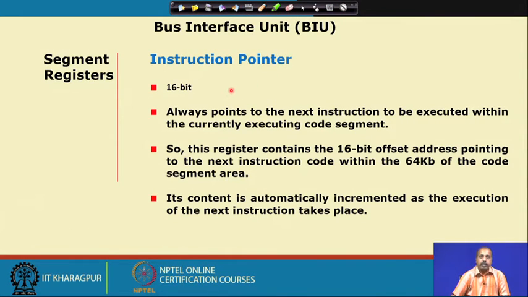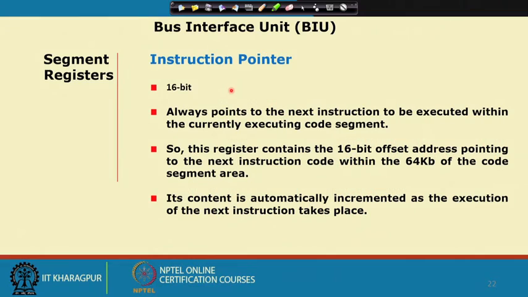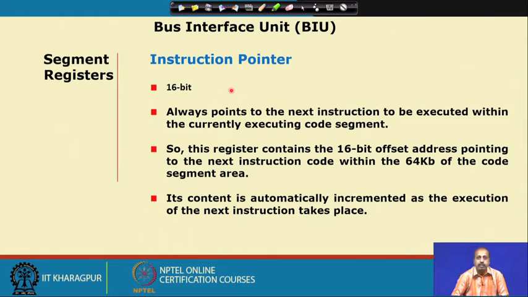Then the instruction pointer register. This is a 16-bit register, it points to the next instruction to be executed within the currently executing code segment. At the beginning, the code segment register has been made to point to the beginning of that segment, and the IP register content is made 0. So, in successive instructions, whenever one instruction has been fetched, this IP value is updated and the CS value remains the same. Only the IP value is updated, so that it can go to the next instruction without affecting the CS register.